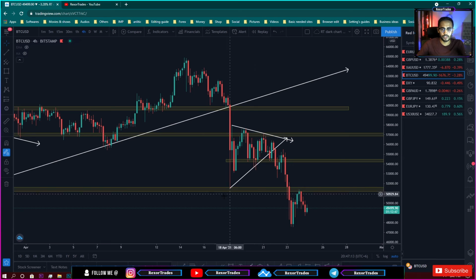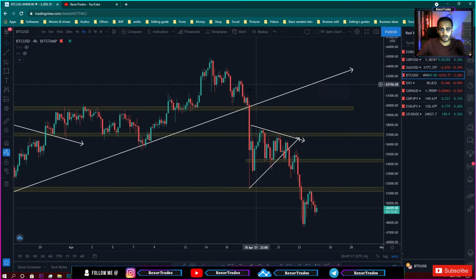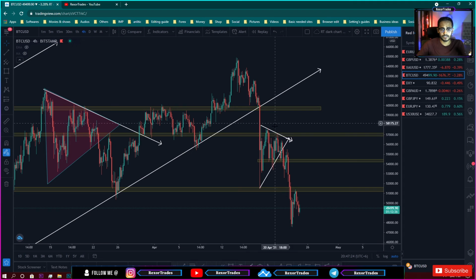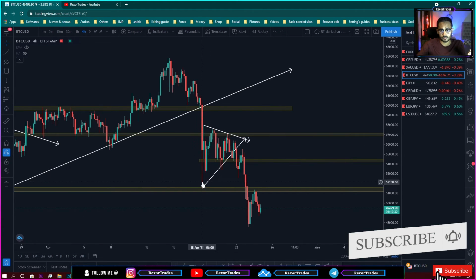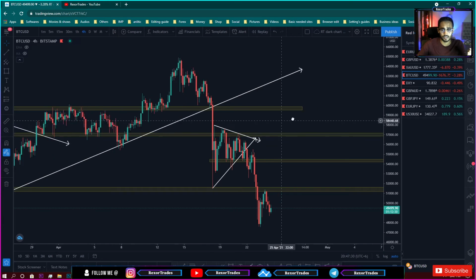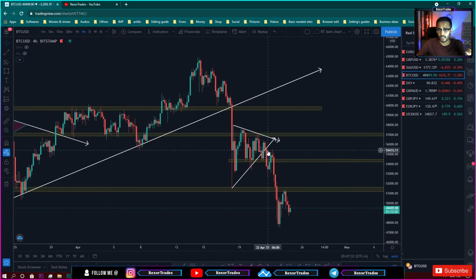So we drew this symmetrical triangle pattern right over here, and we were talking about how Bitcoin retested this zone and then made a pullback towards this zone. We were talking about how Bitcoin is retesting this zone to continue moving downward, since it was forming a bit of a symmetrical triangle over here. We said we're going to enter when Bitcoin breaks out of this symmetrical triangle pattern, whether on the downside or on the upside. But our bias was that Bitcoin will be breaking out on the downside.